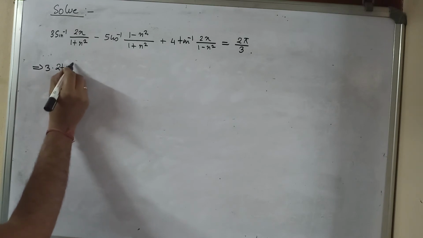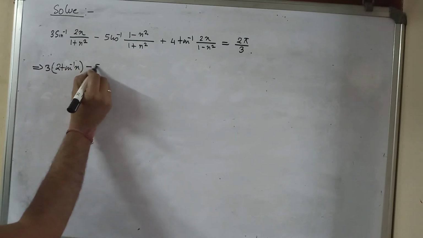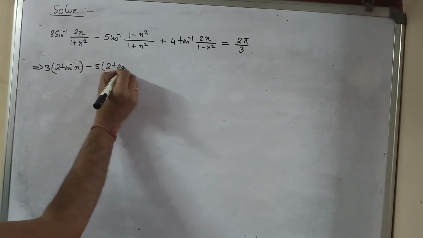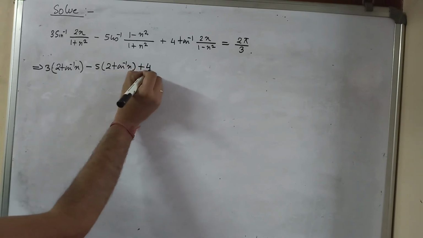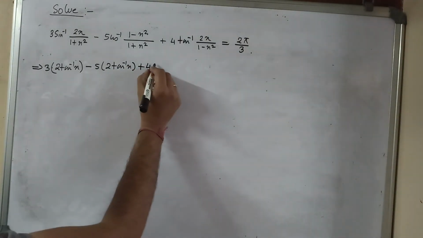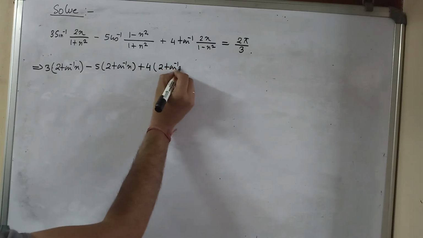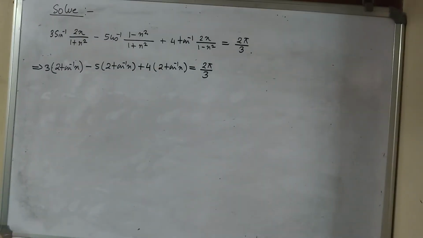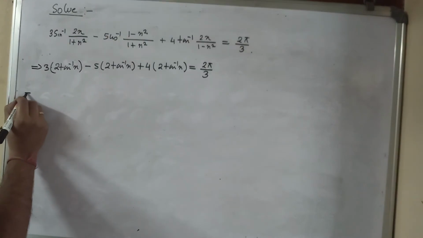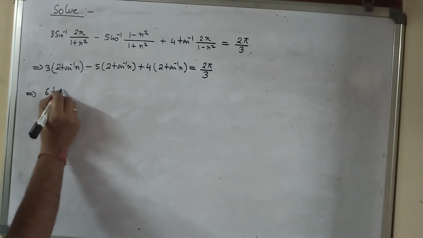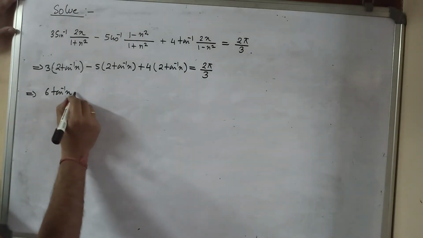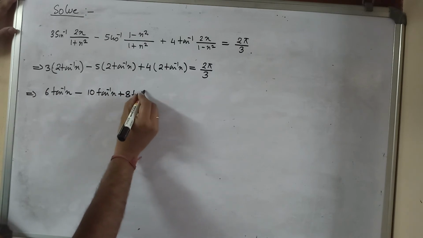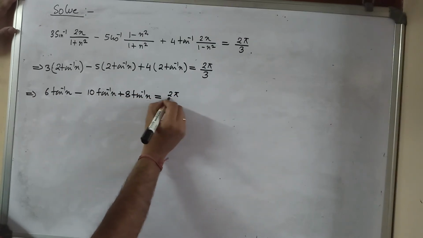2 tan inverse x minus 5. Again, cos inverse of 1 minus x square over 1 plus x square is also 2 tan inverse x plus 4. Tan inverse 2x over 1 minus x square is also 2 tan inverse x. So 2 tan inverse x we can convert in terms of sin inverse, cos inverse, and tan inverse. These are the formulas. Okay. Now next, 3 2s are 6 tan inverse x minus 10 tan inverse x plus 8 tan inverse x equals 2 pi by 3.